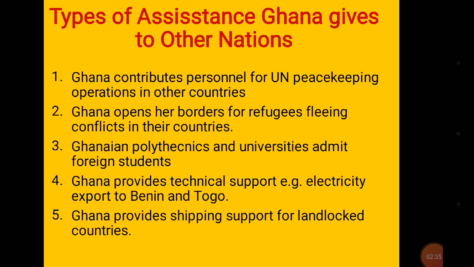First of all, Ghana contributes personnel for UN peacekeeping operations in other countries. So when there are issues of violence, conflict, civil unrest in other countries, Ghana contributes a good number of military troops or military personnel for peacekeeping to go and restore calm and stability in those countries. That is a good one. Also, Ghana opens her borders for refugees fleeing conflicts in their countries. Another great form of assistance.